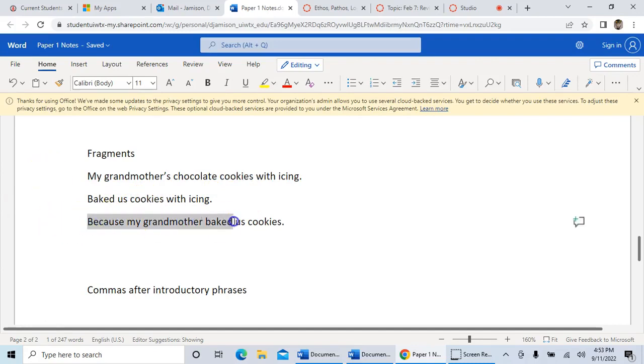Because my grandmother baked us cookies. This one has a subject and a predicate, but it does not have a complete thought. This means that if we have because my grandmother baked us cookies, we have to explain what happened as a result of grandma baking us cookies.